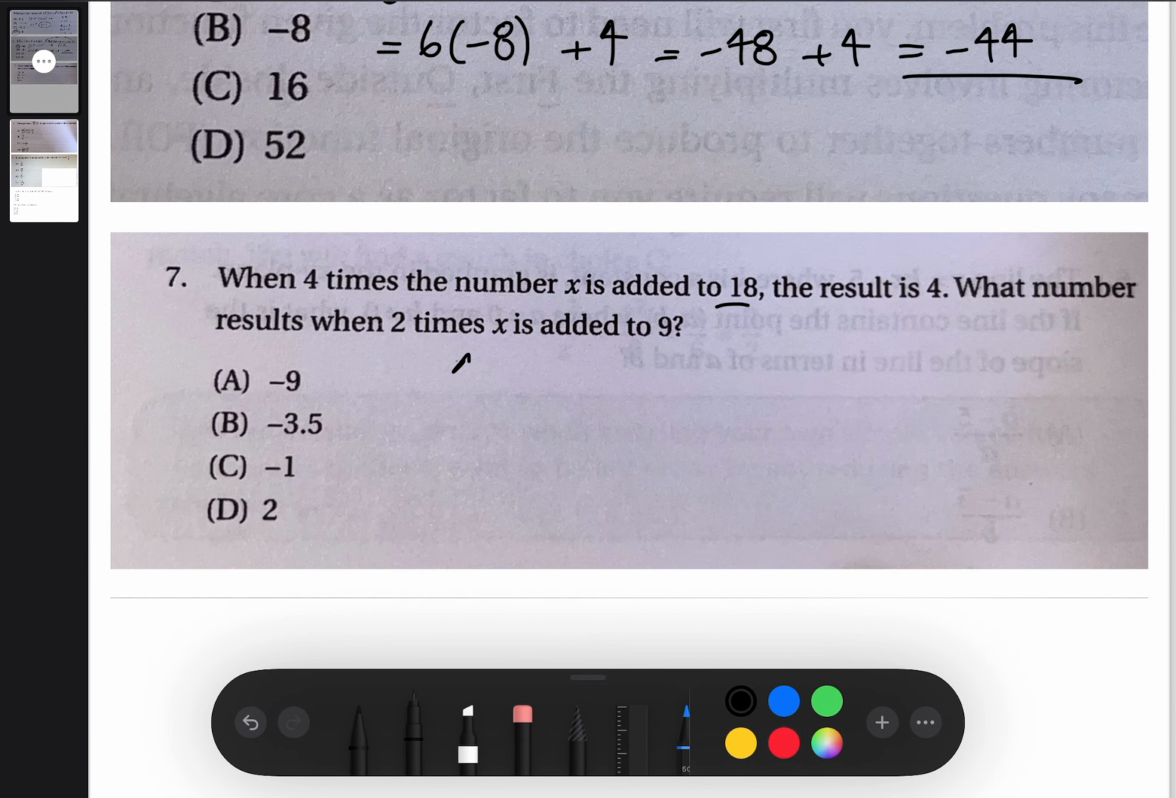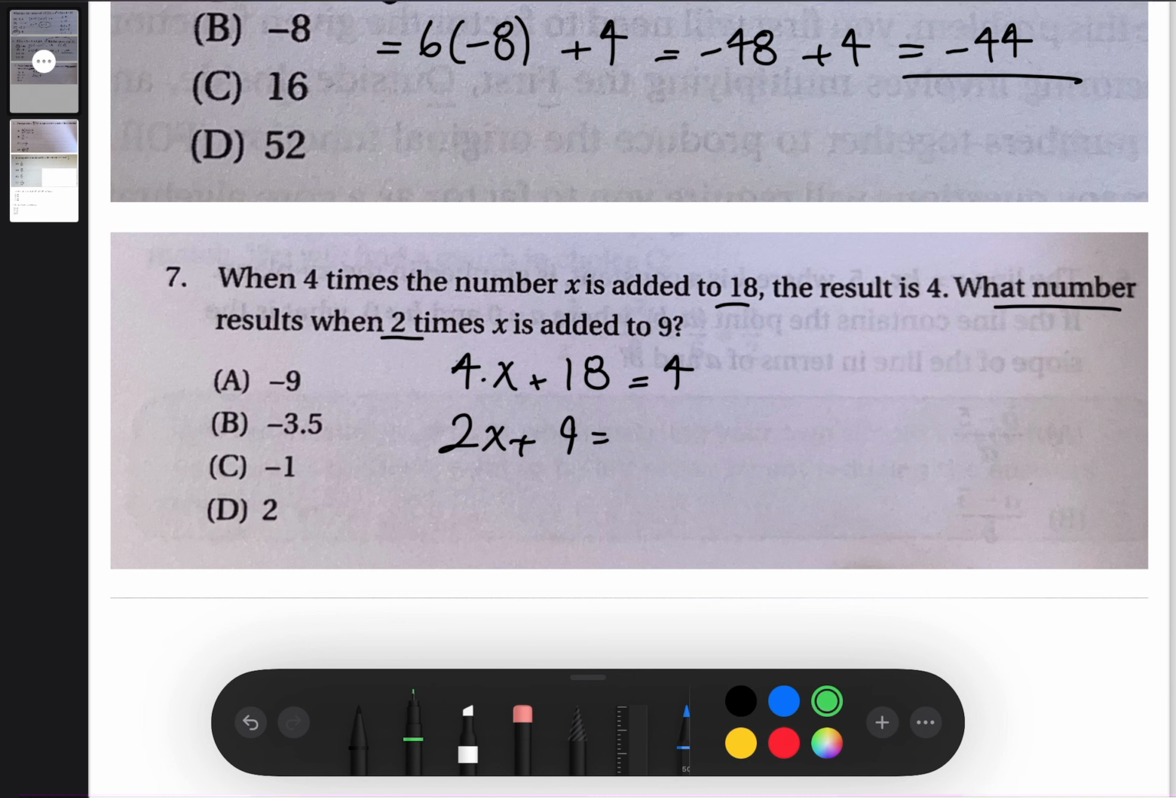When 4 times the number x is added to 18, you get 4. Okay, so right off the bat, I can solve this for x if I bring the 18 to the other side. But let's see what the question is asking. What number results when 2 times x is added to 9? So 2 times x and 9 are added to each other.